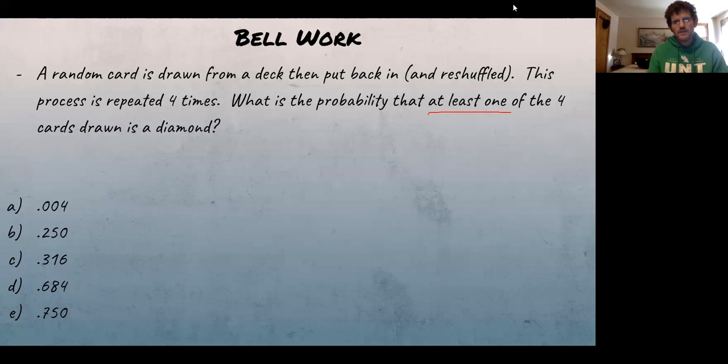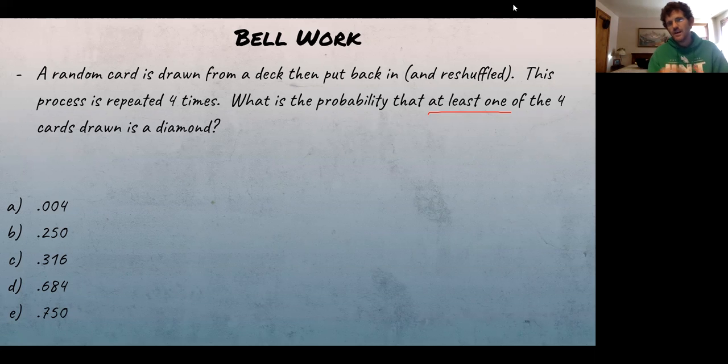That means if it's all diamonds, we have to get a diamond, then a diamond, then a diamond, then a diamond. All right, that's pretty straightforward. If it's no diamonds, we get no diamond, no diamond, no diamond, no diamond. Pretty straightforward. But now this is "at least one." So it doesn't matter if we get 1, 2, 3, or 4.